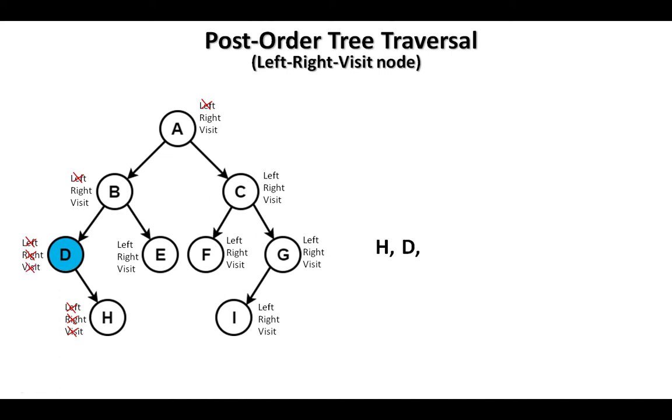Next, back to B. Reaching B, we have to traverse its right subtree. Reaching E, we find that it has no left child, so we cross mark left from the list. Again, we also find that it has no right child, so we cross mark right from the list. Then we visit and print E. And back to B. Reaching B, we find that we completed its left and right, so we print B.